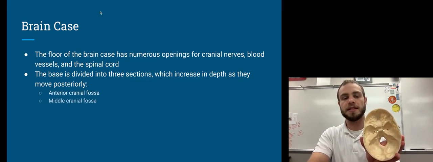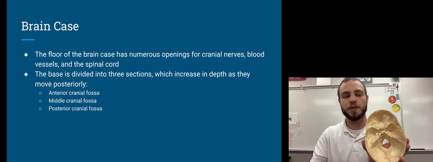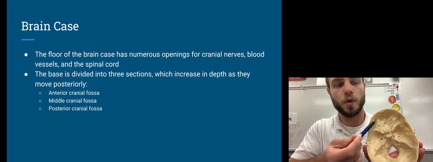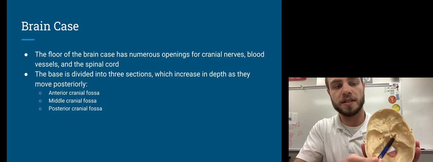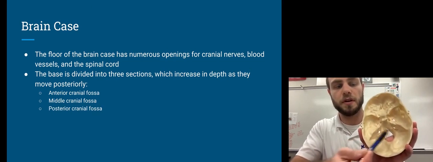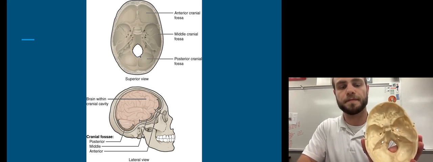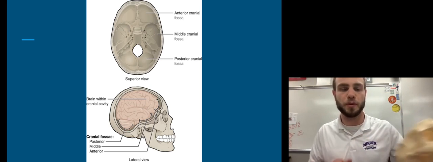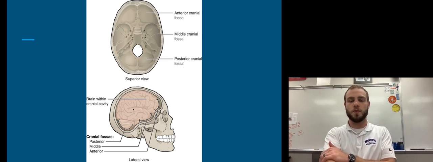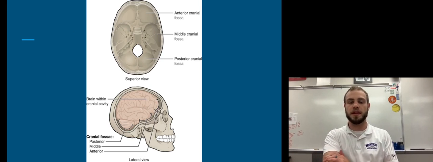You're going to have the anterior cranial fossa, the middle cranial fossa, and the posterior cranial fossa. And so you can kind of see these here in the video, where we have the anterior cranial fossa, the middle cranial fossa, and then our posterior cranial fossa. And here's another picture for you to be able to see, just in case that doesn't show up on the video quite as well, but you can see where the brain's going to sit here within that anterior, middle, and posterior cranial fossae.